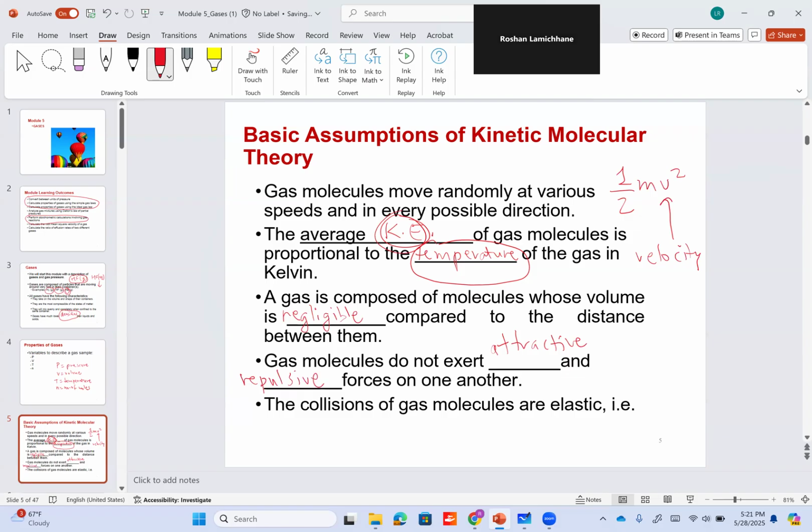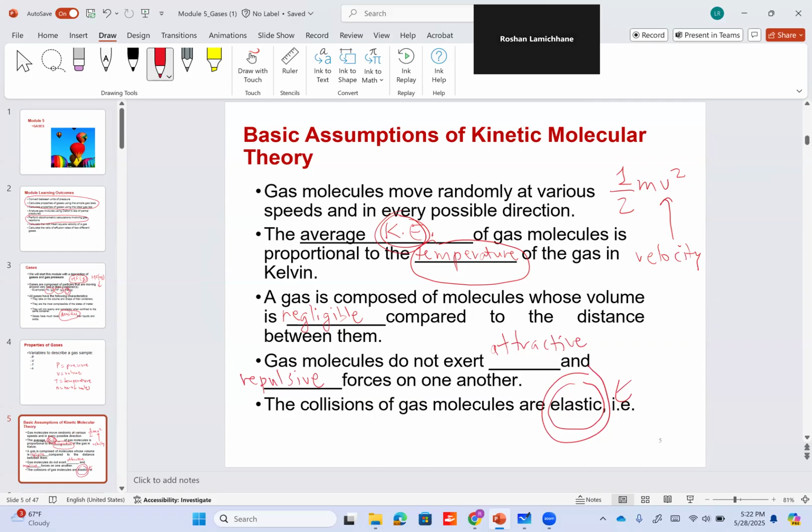And finally, the collisions of gas molecules are elastic. Yes, this is the same elastic that you might have learned in physics courses, elastic collision, inelastic collision, right? So in an elastic collision, what holds true is the energy is transferred between two gas molecules or even more, right? But they are not lost. That means the energy is not lost during the collisions.